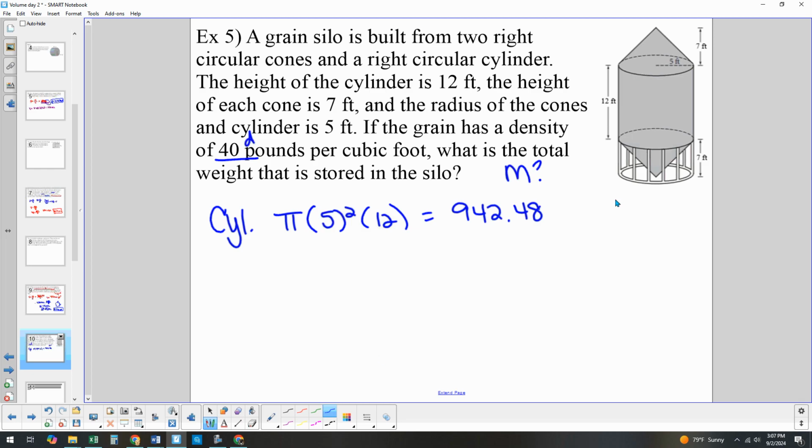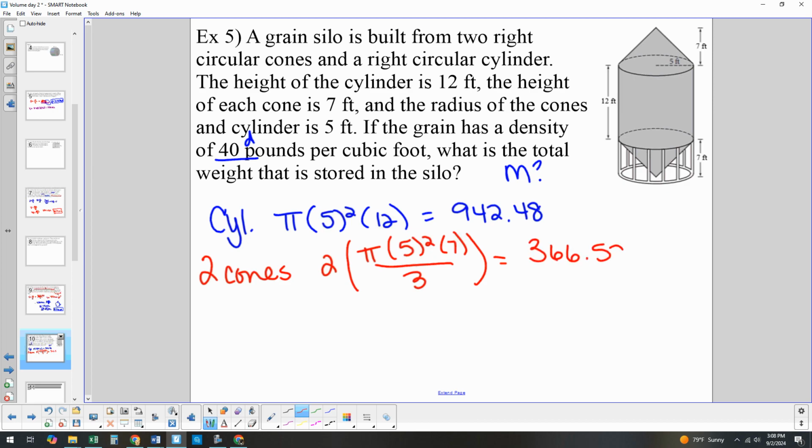And now I have two different cones that have the same dimensions. So for two cones, that's 2 times pi r squared h over 3. So if I use my calculator to do all of this, I get 366.52 for my volume. So my total volume is 1,309. So add these up, and we get 1,309 cubic feet.